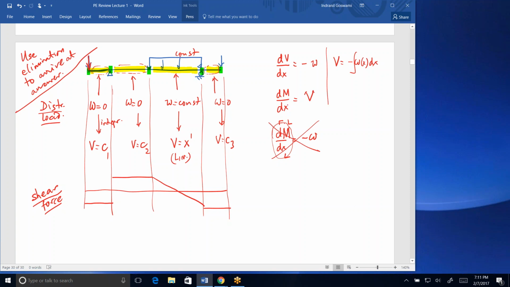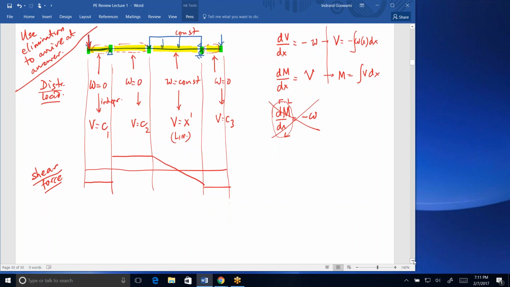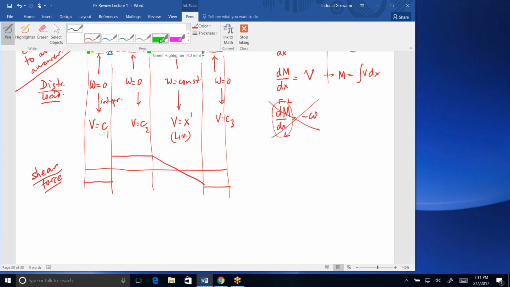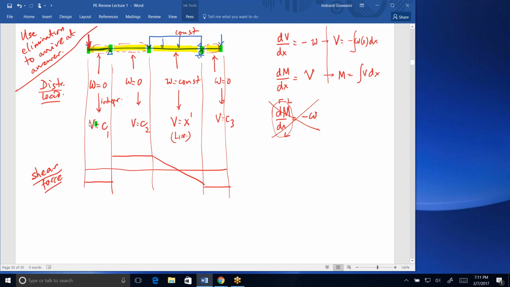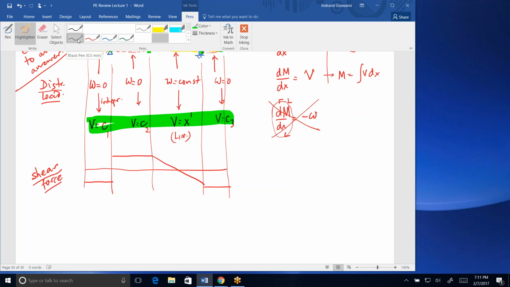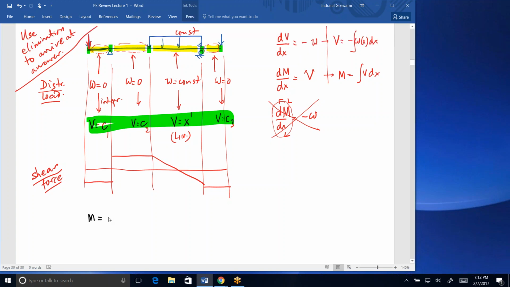Okay, this part is actually fairly well summarized in the FE handbook too. So here the corresponding equation would be M is the integral of the shear diagram. So that means if your shears were constant, constant, linear, constant, right? If your shears were these, then you know that your moments must be linear, linear, quadratic, and linear.